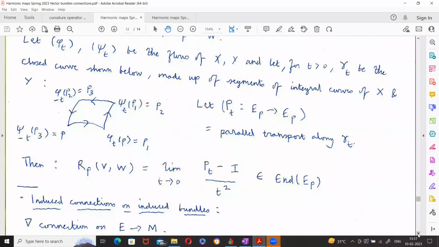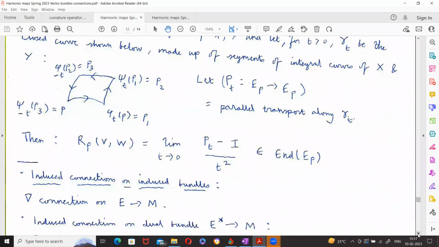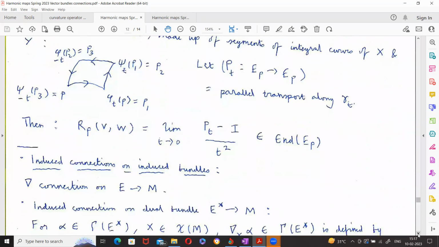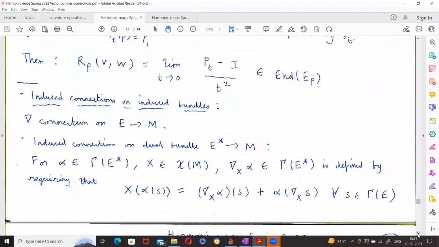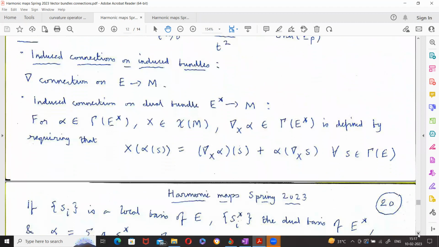Okay. So that's the curvature operator. We'll be needing this later in the course in many computations. So finally, the last thing to talk about is, what about induced connections on induced bundles? So for example, suppose nabla is a connection on E, then you get an induced connection on the dual bundle E star. Okay. So how is this connection defined?